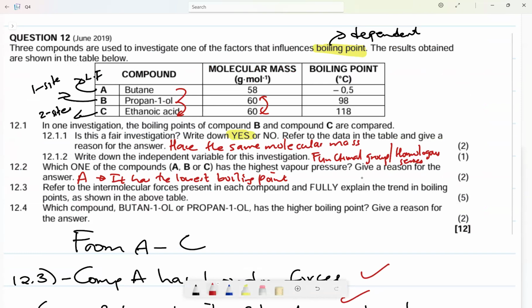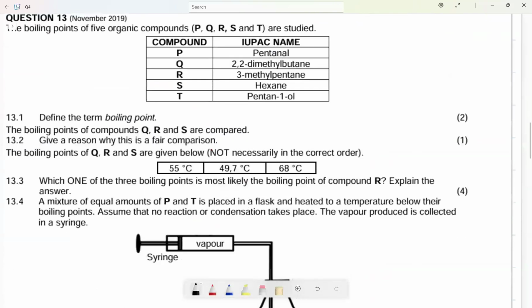Butane-1-ol, which has 4 carbons, and propan-1-ol, which has 3 carbons. Which one between butane-1-ol or propan-1-ol has a higher boiling point? It should be butane-1-ol, right? Why? It has the longer chain length. Give a reason. Reason is longer chain length. Or larger molecular size, or stronger intermolecular force, whatever. But it has a longer chain length, all right? Let's move on to this one.